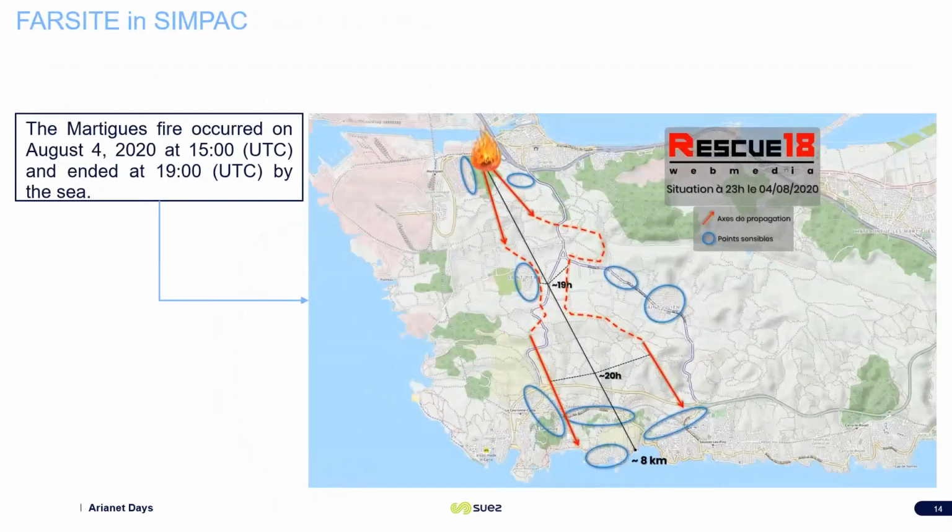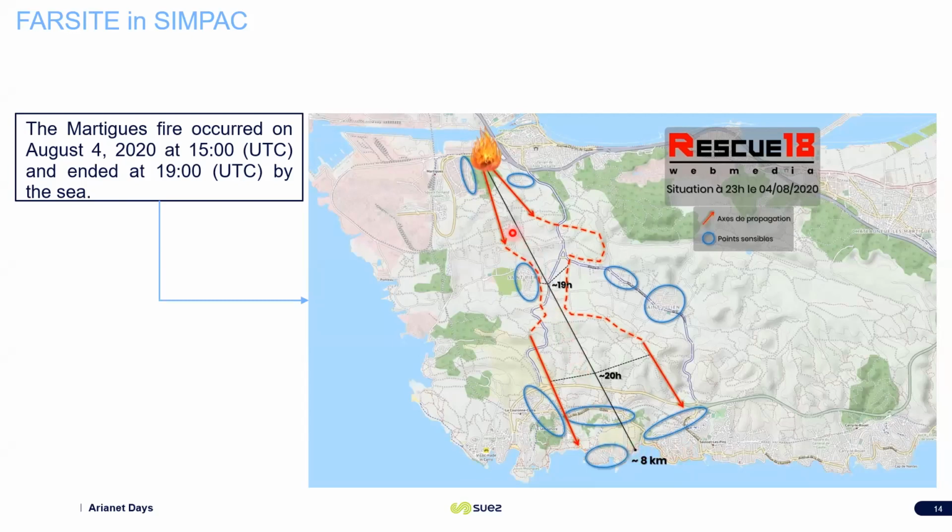When the implementation was carried out, there was a validation test case. Here it was the fire that occurred in Martigues. Martigues is a city in the south of France. Here, the fire started at 3 universal time and ended here at the sea at 19 universal time.